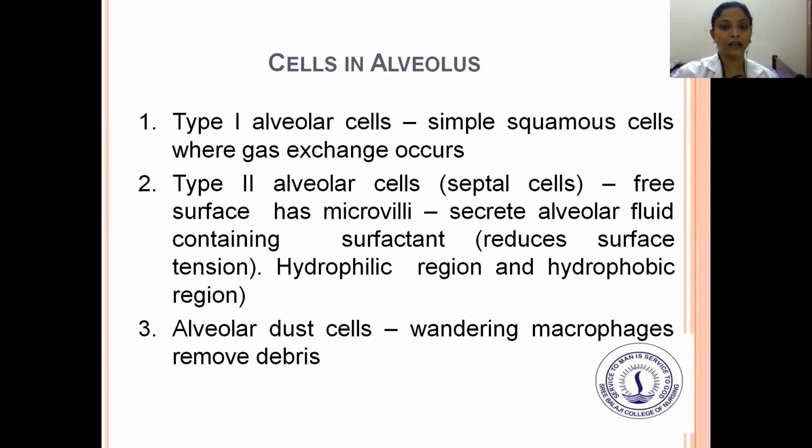Next are the cells in the alveolus. There are two types, type 1 and type 2. Type 1 alveolar cells are single squamous cells where the gas exchange occurs. Type 2 alveolar cells are the septal cells. The free surface has microvilli that secrete alveolar fluid containing surfactant. This surfactant reduces the surface tension. It has a hydrophilic region and a hydrophobic region. Wandering macrophages remove debris.